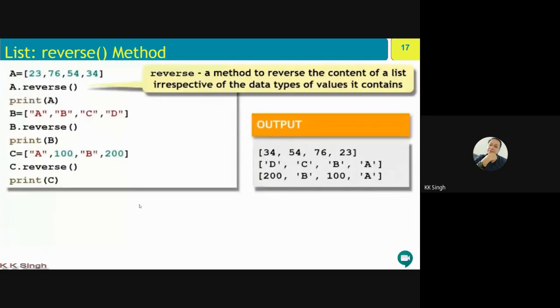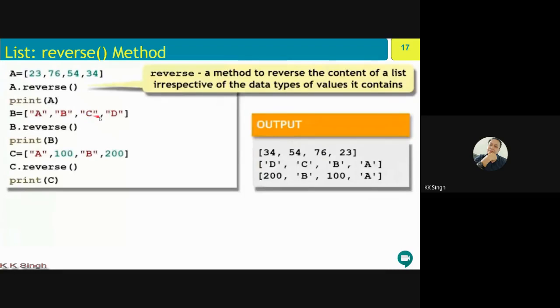So this is in reverse order. The original order was 23, 76, 54, and 34, and when you reverse it, it will show you 34, 54, 76, and 23. So when you print it, the reverse order list is printed.